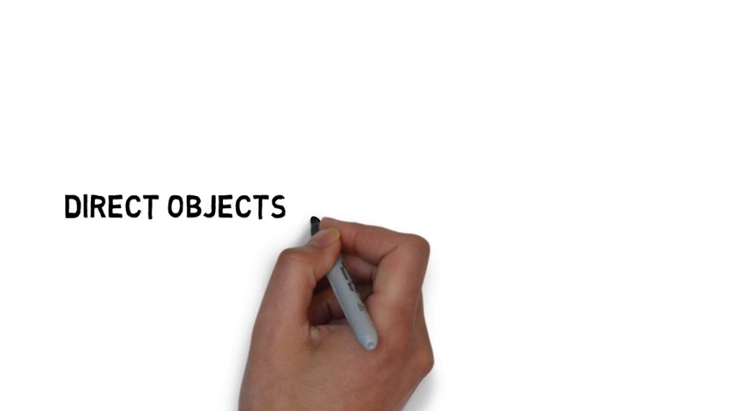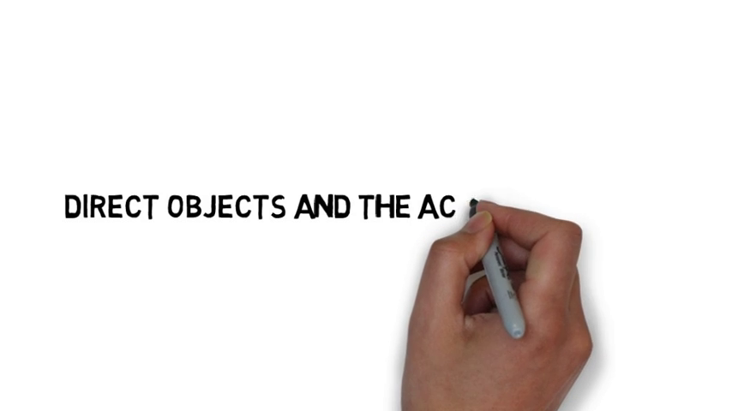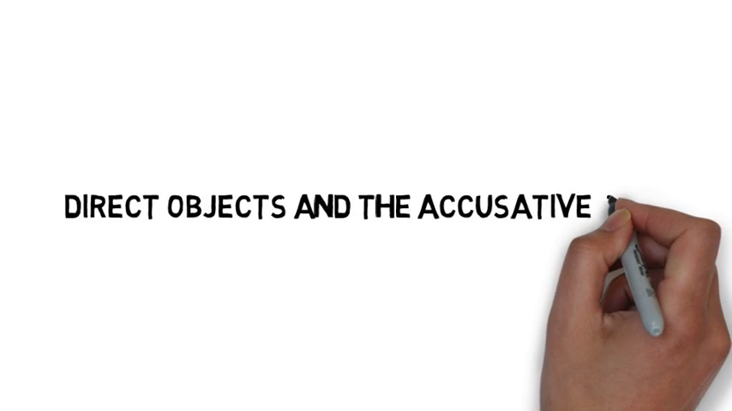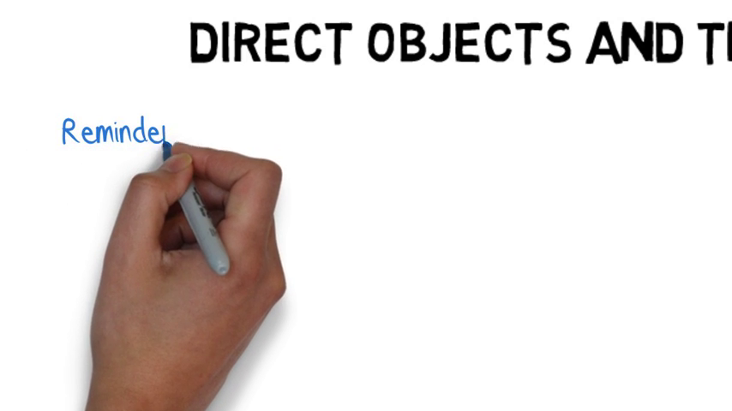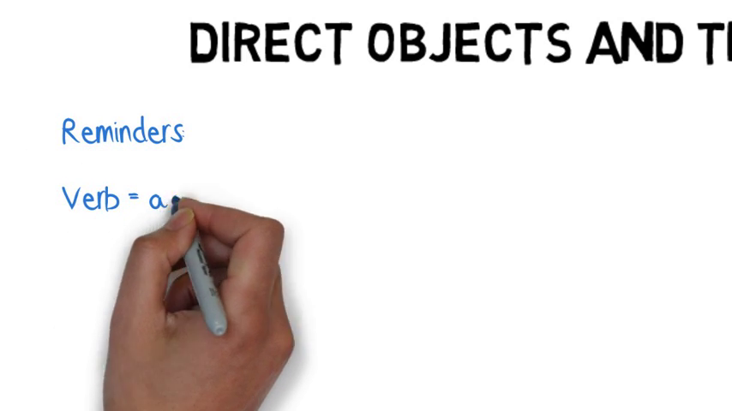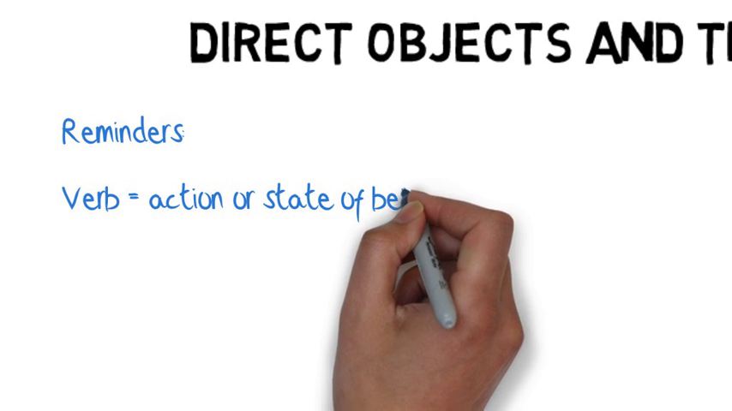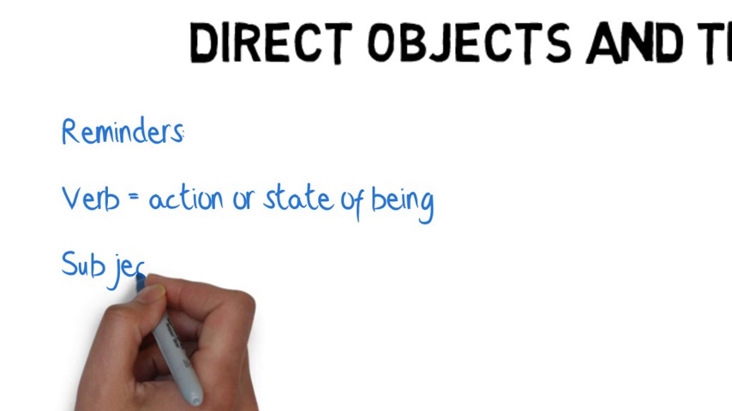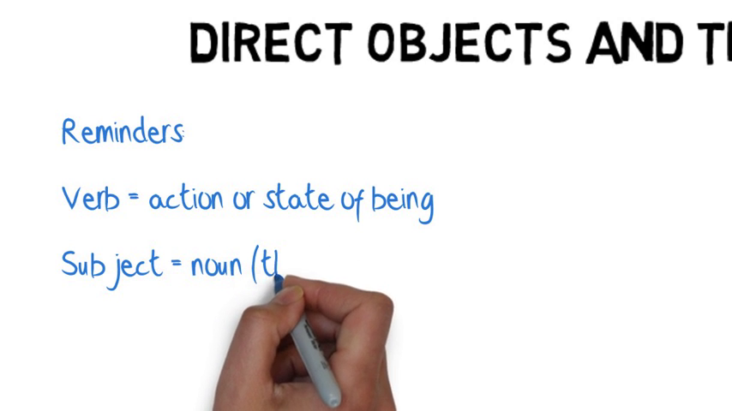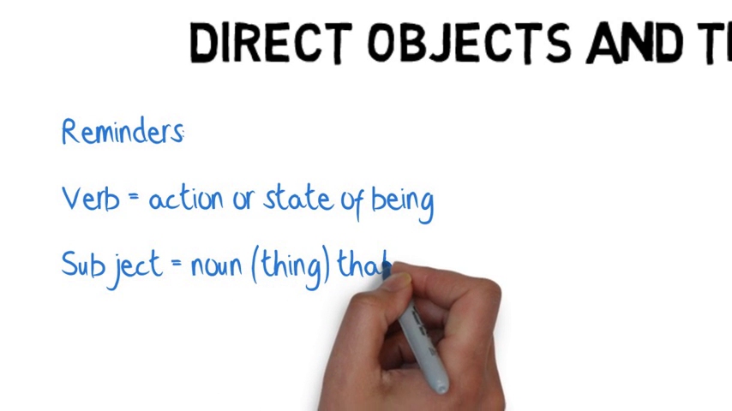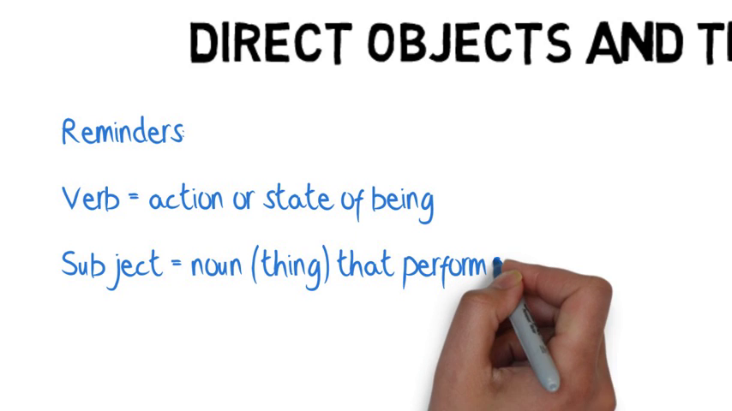Today's topic is direct objects in German, which means that you will learn about the accusative case. But first, let's review what you already know about how German sentences work. First of all, remember that the verbs are states of being or actions in a sentence. For our purposes here, they are also the key to the entire sentence, as you'll soon see.